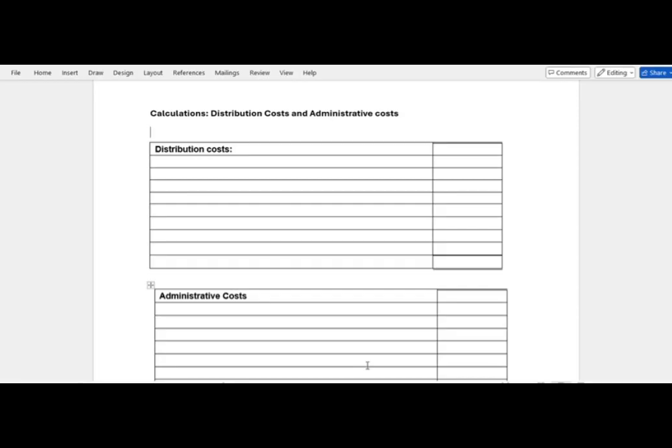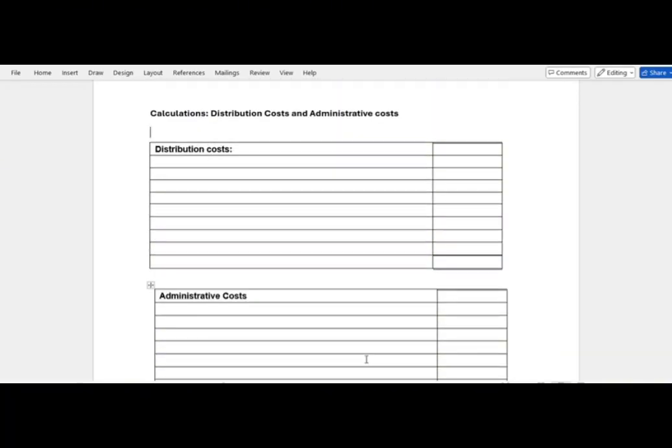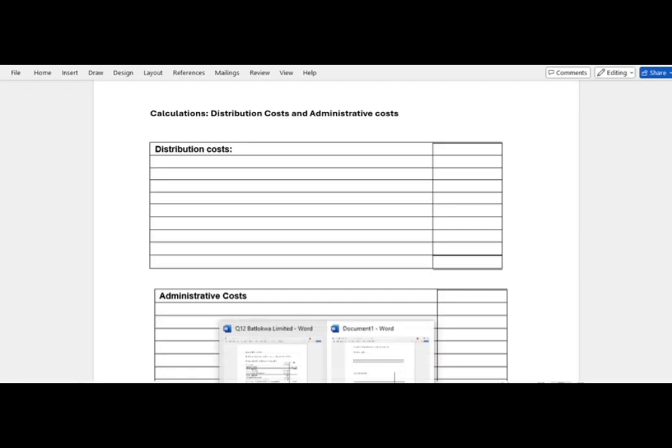Today, I'm going to help you with how to calculate distribution costs and administrative costs. After their totals, you will have to transfer them to the statement of profit or loss and other comprehensive income. So these are the formats where we are going to do calculations. Without any waste of time, let's go to the question that we are going to use.